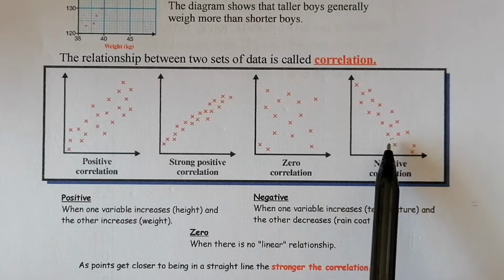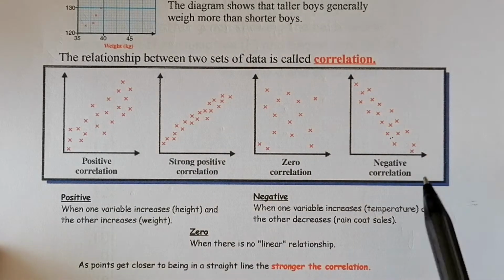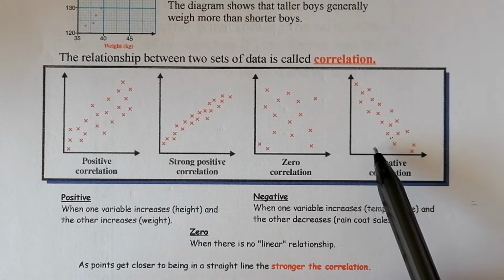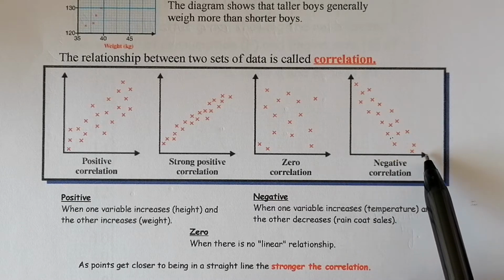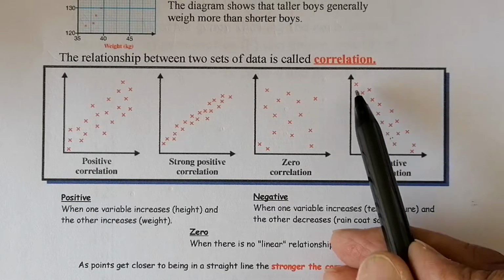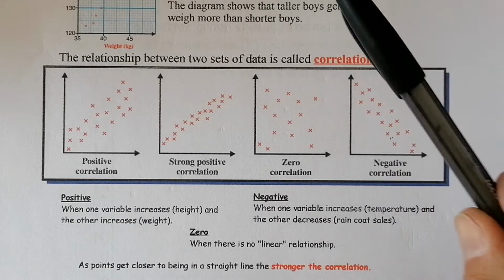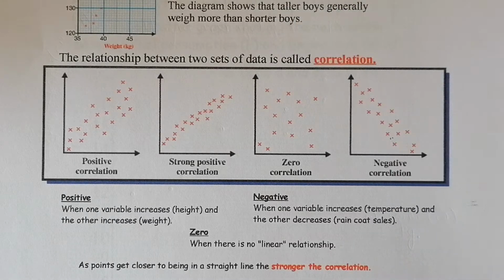At the far side here, we've also got a negative correlation. So what that would be is if one variable increases, so we're getting bigger or higher on that axis that's here, the other decreases. So we've got a negative gradient or a negative correlation, as it's called when we're talking about scatter diagrams.